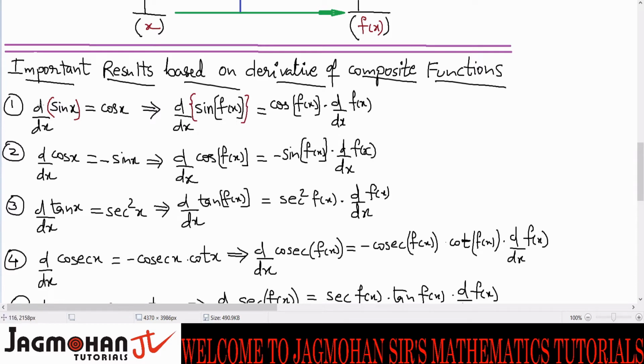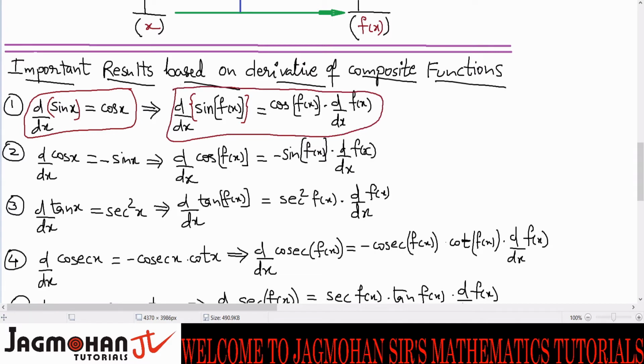Okay, I repeat once again. d by dx sine of x equals cos of x. This implies d by dx sine of f of x will be cos f of x multiplied by d by dx of f of x. I want you all to see this once again. On this side, before the implication sign, and this is after the implication sign. Before the implication sign, what I have is d by dx of sine of x.